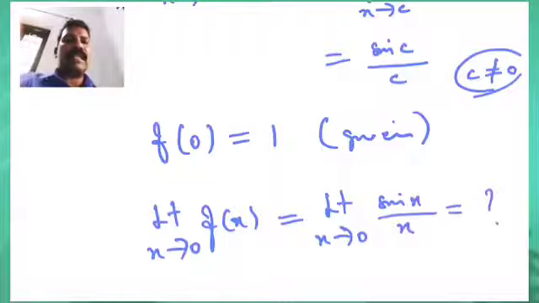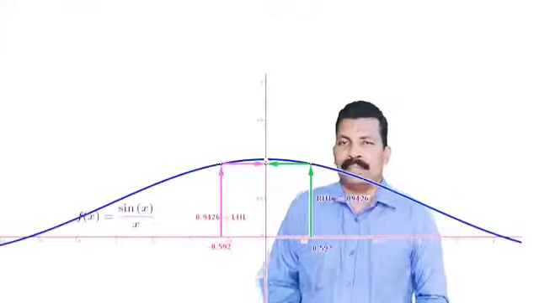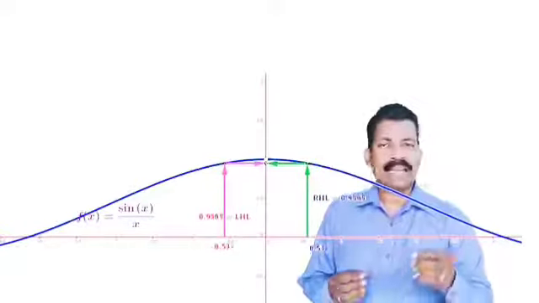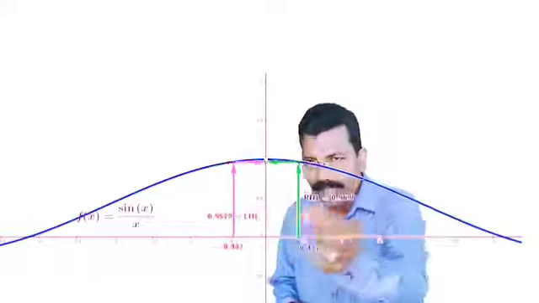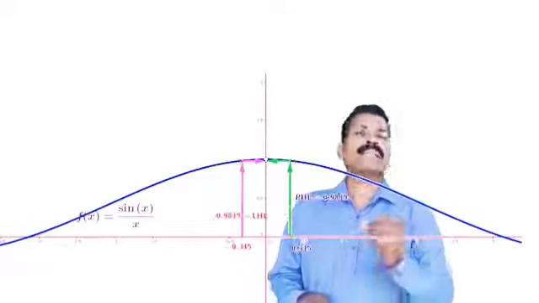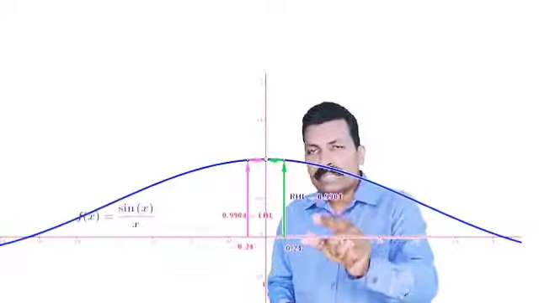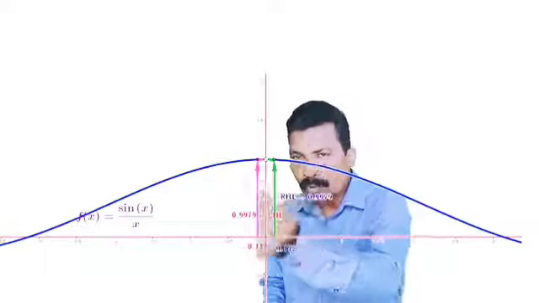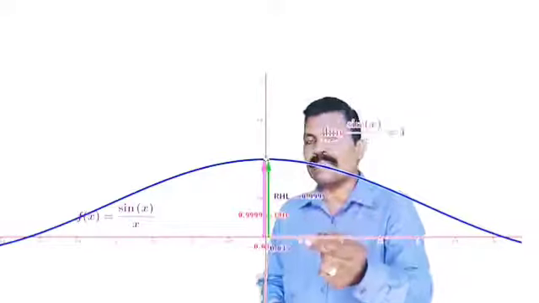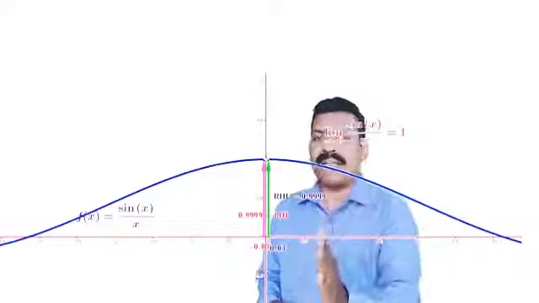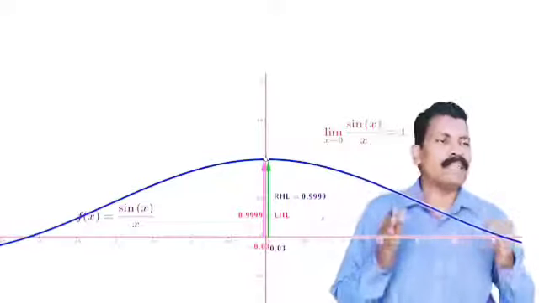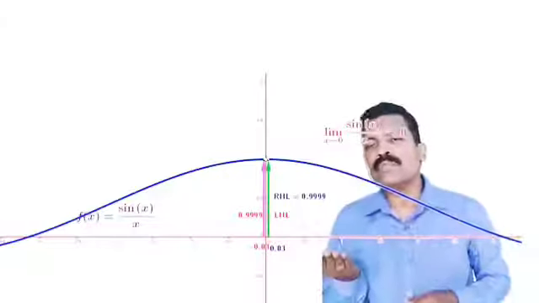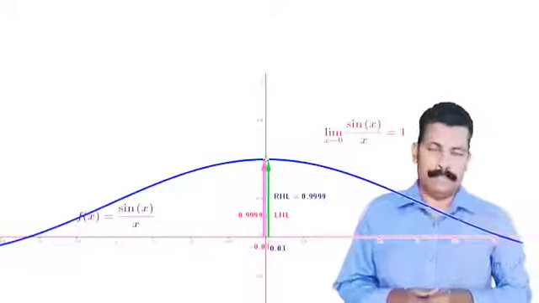Let us have a visualization and come back. Let us consider the graph of sin x by x. When x tends to 0 both from left hand side and right hand side, what is happening to f(x) value? It is tending to 1. That is when x tends to 0 both from left hand side and right hand side, then in either case f(x) becomes 1. So we can speak of limit of sin x by x as x tends to 0 equals 1.